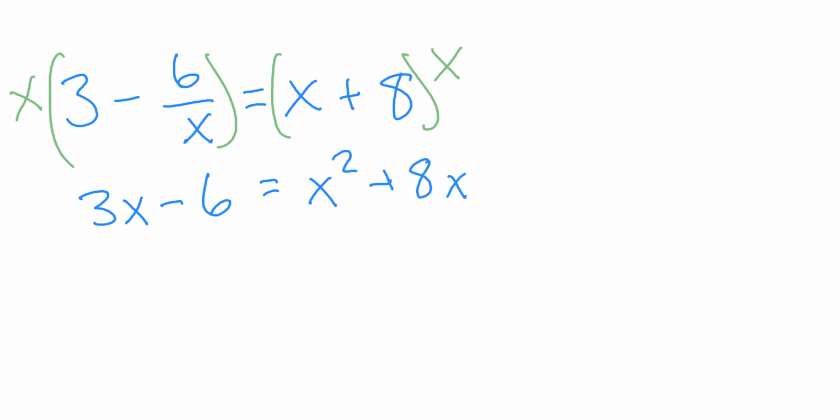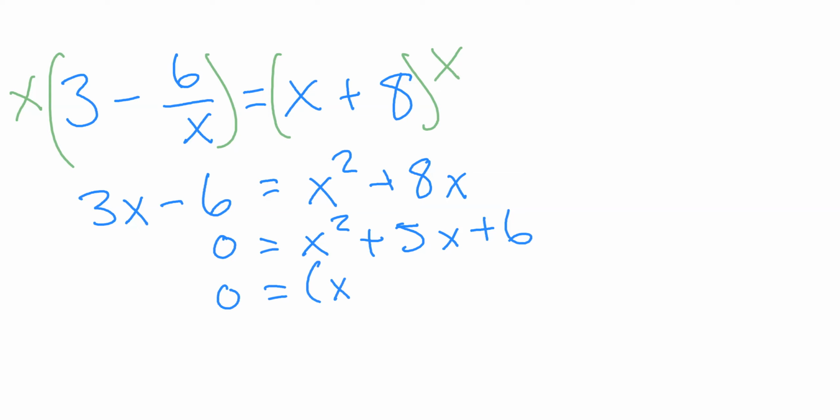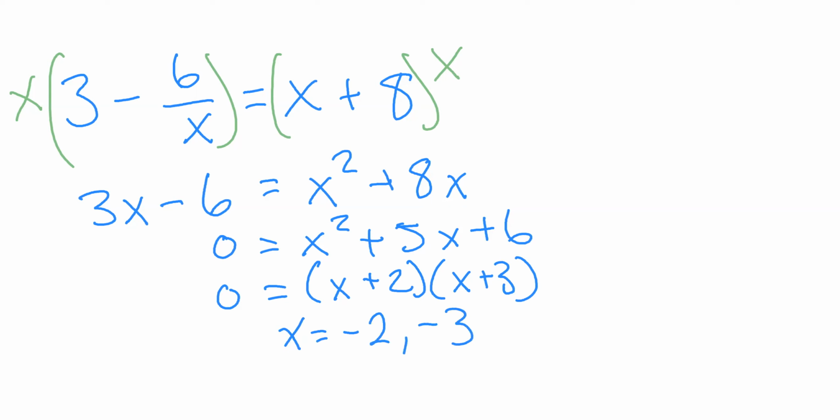It looks like we have a quadratic. So I'm going to move all my terms to the same side. I'm going to have x squared. So I'm going to subtract 3x. And I'm going to add 6. So we've got a quadratic here. If we can factor it, that's usually the easiest way. So I think x, what adds to 5 and multiplies to 6, x plus 2, x plus 3. So we know that x can equal -2 or -3.